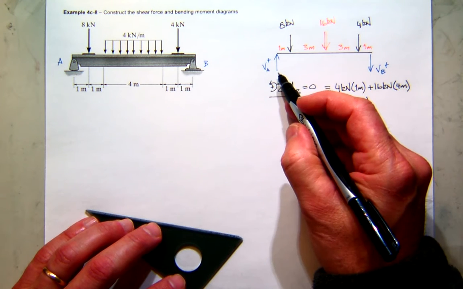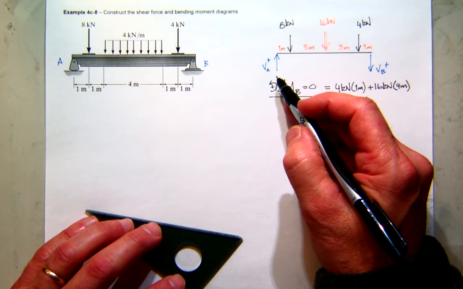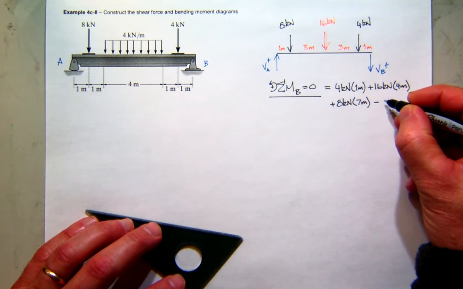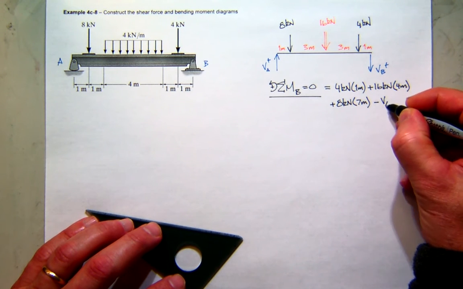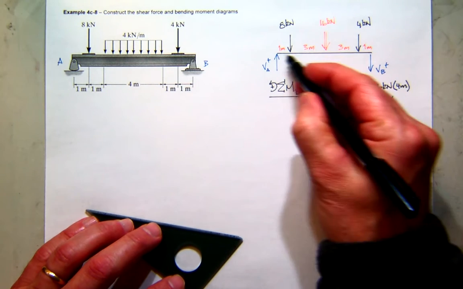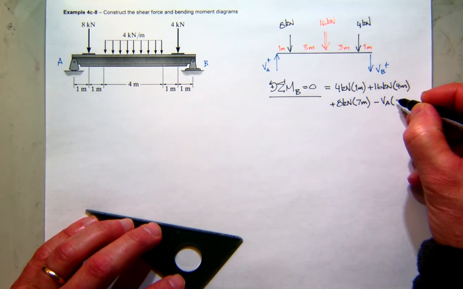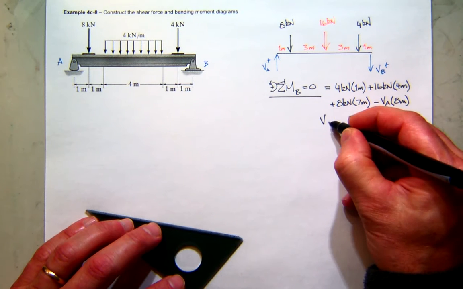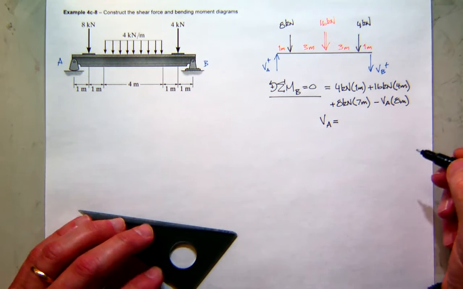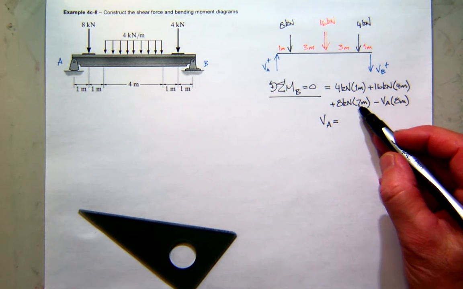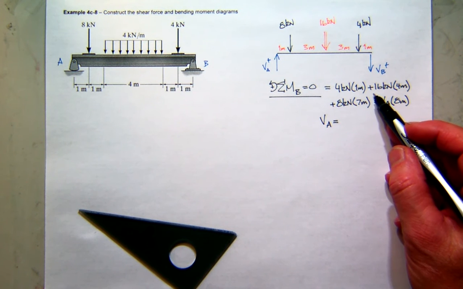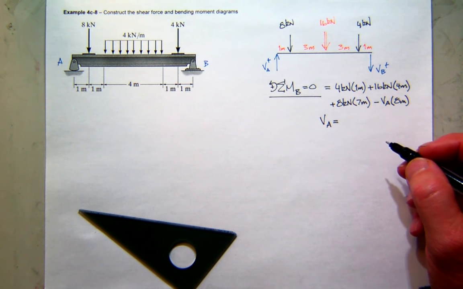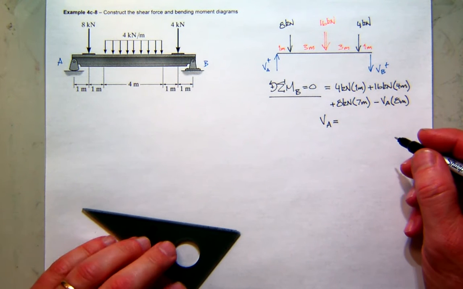And then the reaction, the shear force at A, what kind of moment does that create about B? Positive or negative? Negative. And the moment will be the shear at A times its moment arm, which is its total distance, which is 8. So what is the shear at A? 15.5, I'm guessing. Is that what it is?